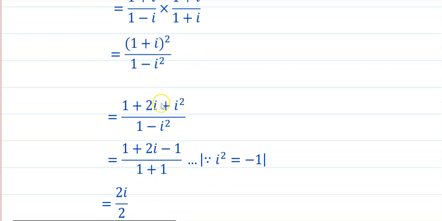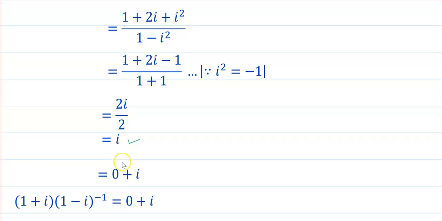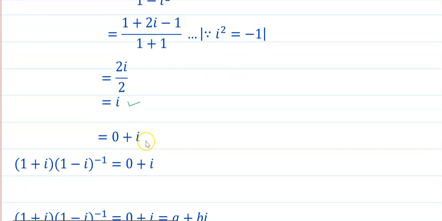Next, 1 plus i bracket square means what? 1 square. Expand करणार a plus b bracket square नुसार. 1 square plus 2 into 1 into i means 2i, plus i square. i square is again minus 1. So 1 minus 1, okay, that gets cancelled. 2i upon 2. Again 2i upon 2, these 2 get cancelled. And hence you are getting i, and hence this i can be written as 0 plus i.